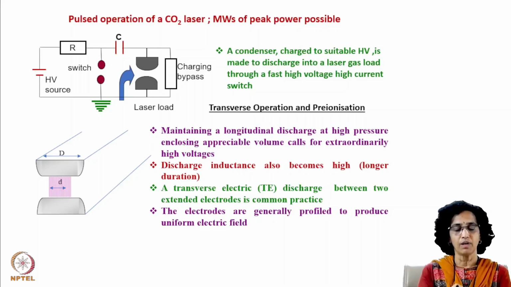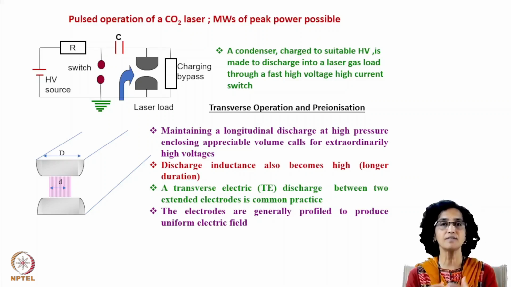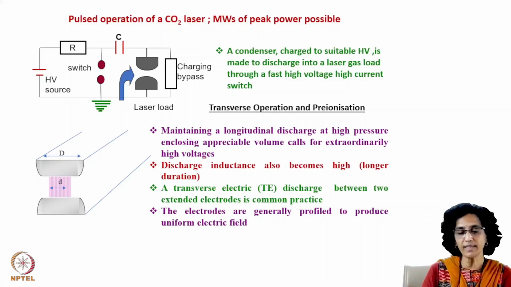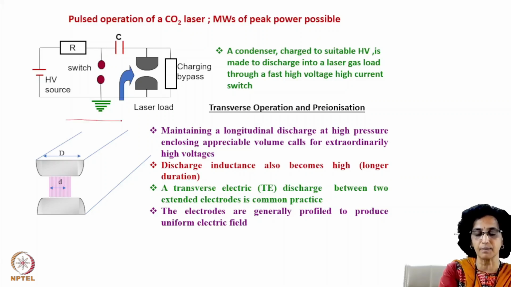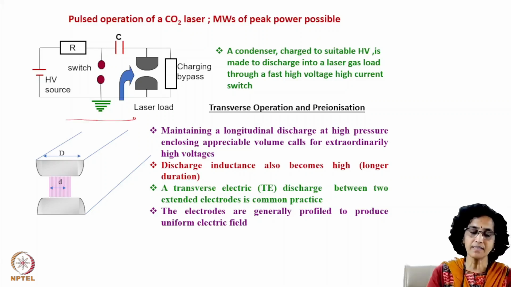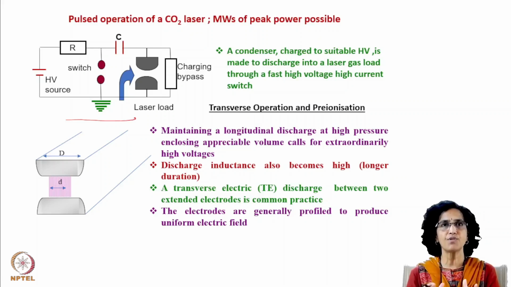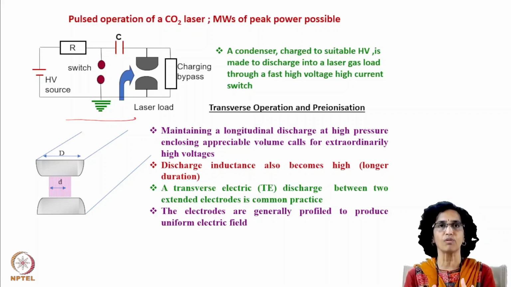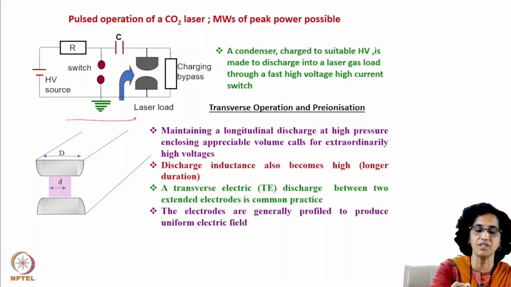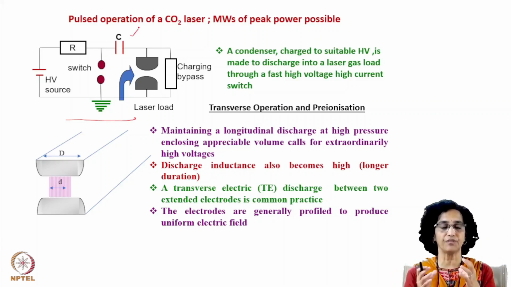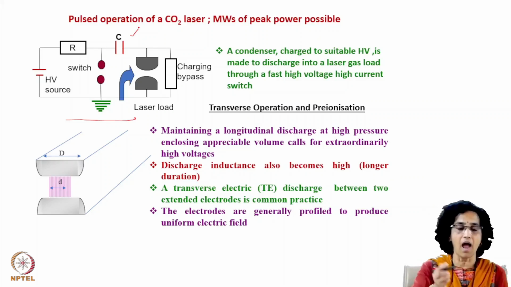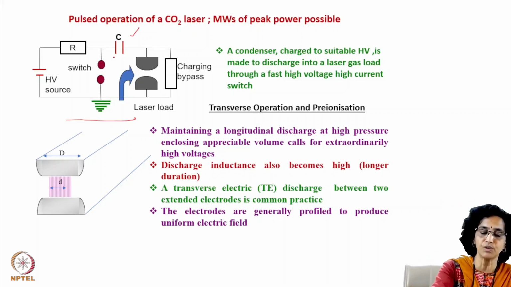So for the pulsed operation of a CO2 laser, the first thing you require is a pulsar circuit. So what is a pulsar circuit? As shown here, this is the pulsar circuit. In the pulsar circuit, what we try to do is store a large amount of energy in the capacitor and make it discharge through a switch into the laser.